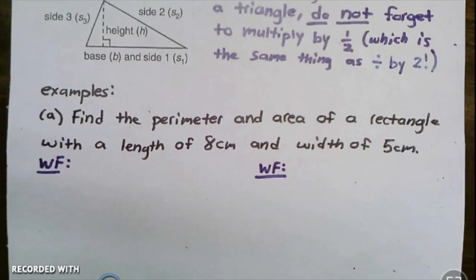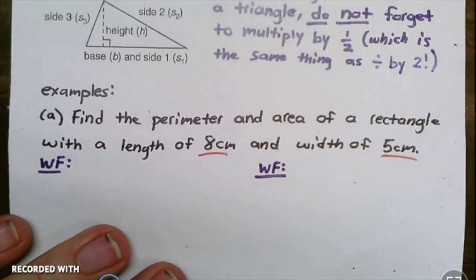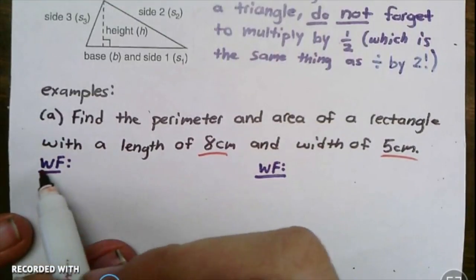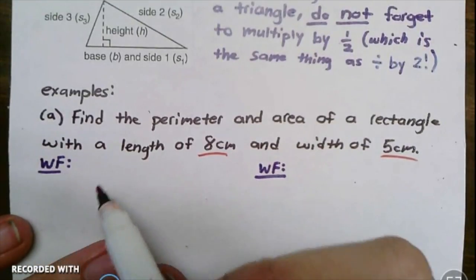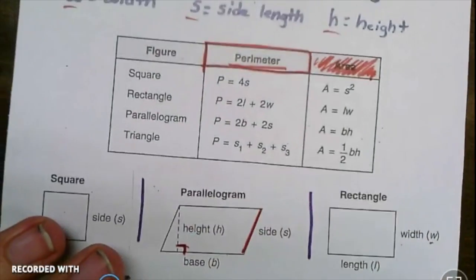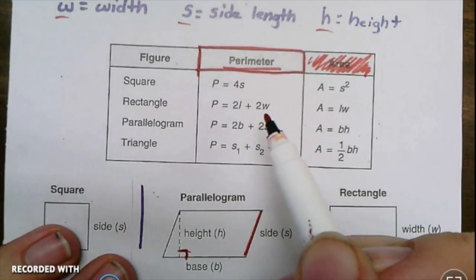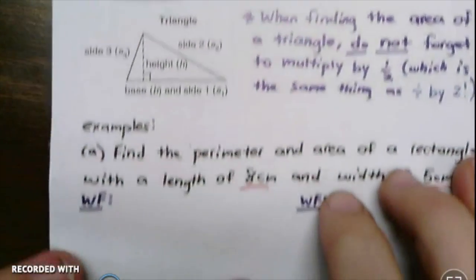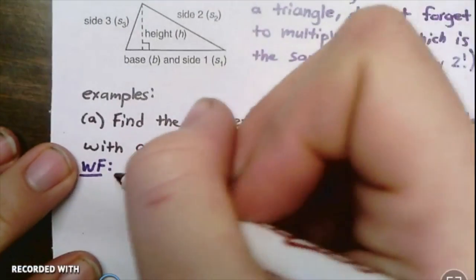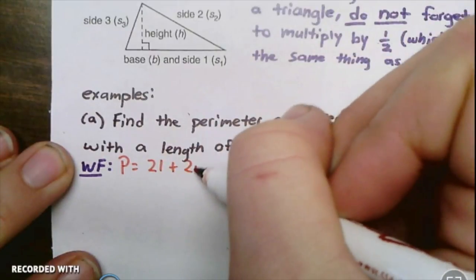Find the perimeter and area of a rectangle with a length of 8 centimeters and a width of 5 centimeters. Okay, so the first thing I'm going to do is write the formula. That's why I put WF here to remind us. So to find the perimeter, what's the perimeter for a rectangle? We can look up here and see that it's 2 times the length plus 2 times the width. So I'm going to write that right down here. P equals 2 times the length plus 2 times the width.